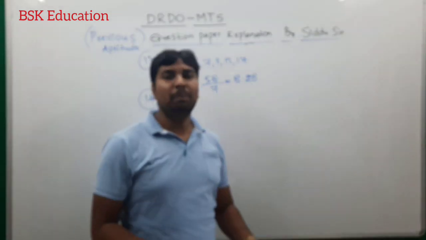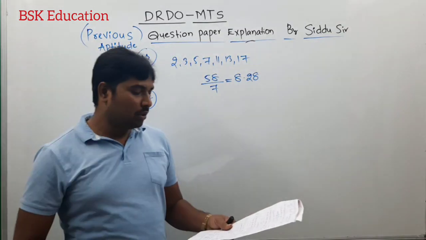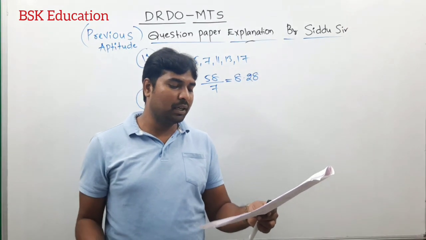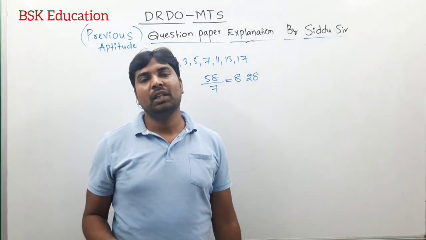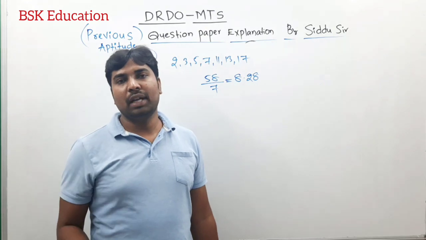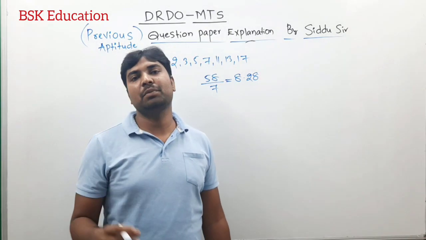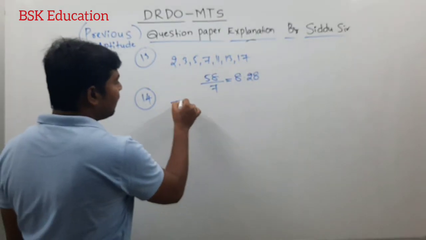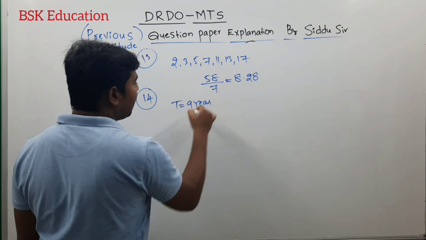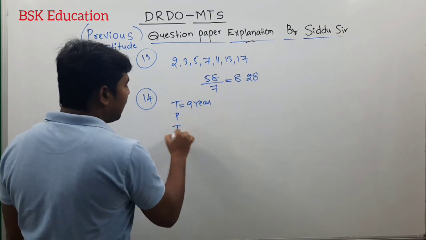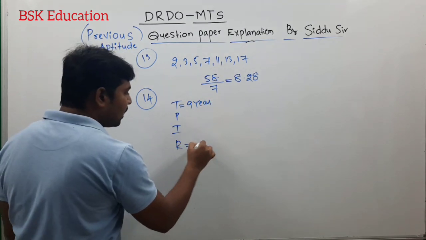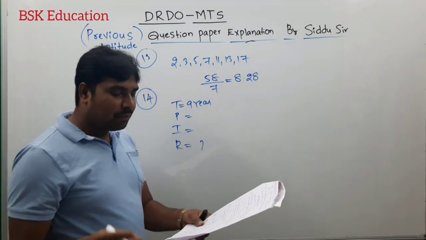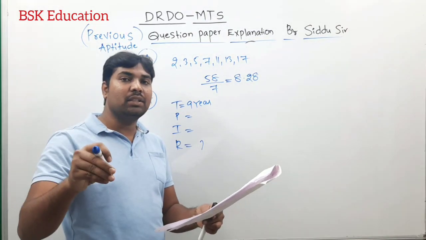So the 14th question. It is based on simple interest. The simple interest for 9 years on a principal is 3 by 5 of the principal. What is the rate of interest per annum? The principal amount is not given directly; it will be in fractions mode. So guys, simple interest for 9 years. They have given the time period as 9 years. I want P, I, but he is asking the rate of interest. He has given simple interest for 9 years on a principal is 3 by 5.